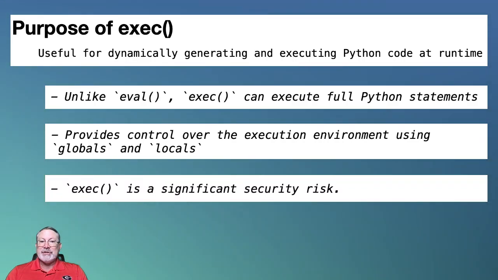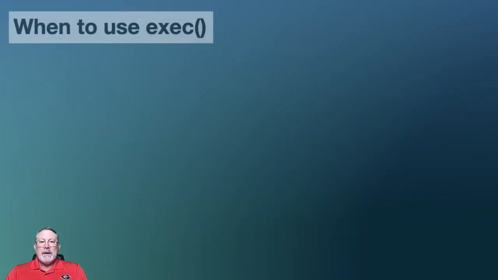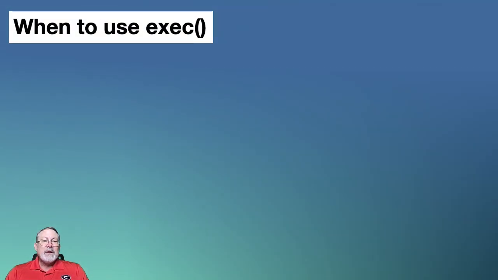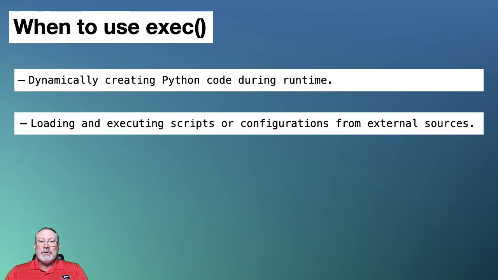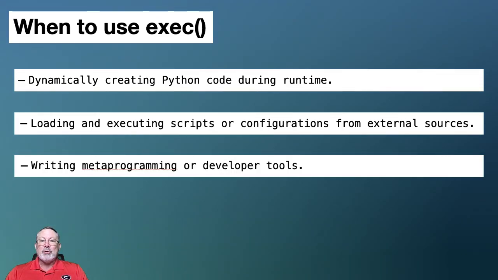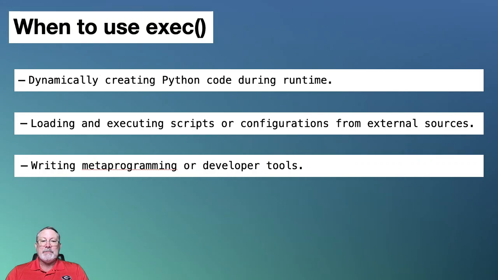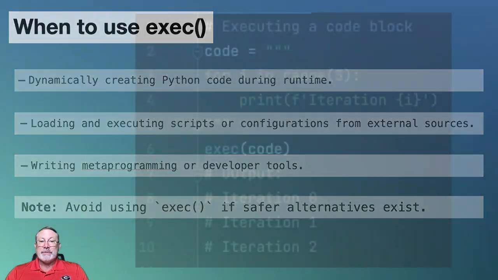But you need to be cautious. Executing untrusted code with exec is a significant security risk. You might use exec when dynamically creating Python code during runtime, loading and executing scripts or configurations from external sources in controlled environments, or writing metaprogramming or developer tools that manipulate Python code. However, for most cases, there are safer and more structured alternatives.